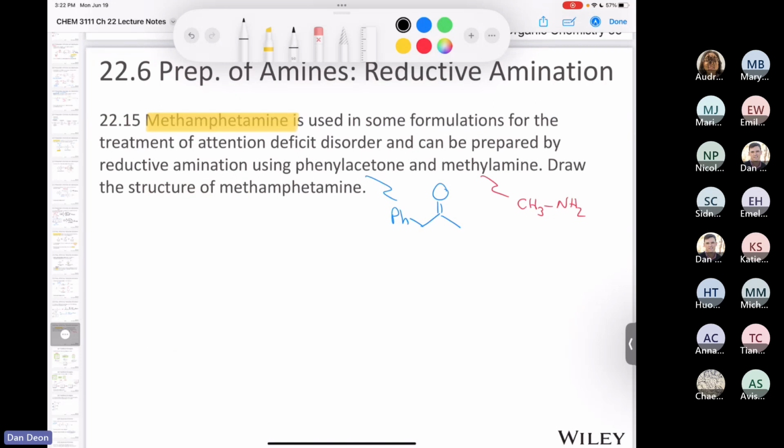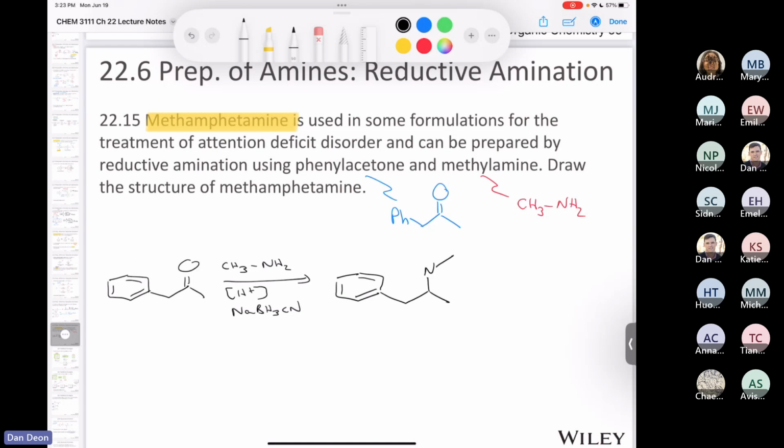So it says come up with a structure of methamphetamine. Well, I kind of gave that away earlier today, but you should be able to figure it out here. If we take phenylacetone, which is this compound, and then we treat that with methylamine, so CH3NH2, a catalytic amount of acid, and sodium cyanoborohydride, that will give you methamphetamine, which looks like this. So now we've got our nitrogen over here, and there we go. So now you've made methamphetamine.